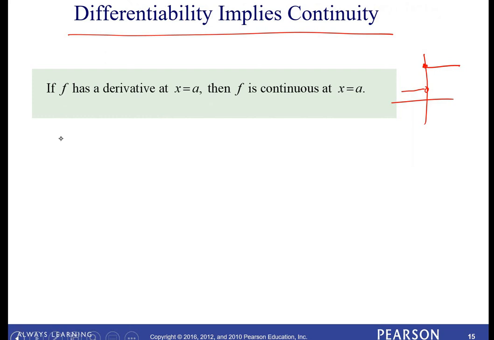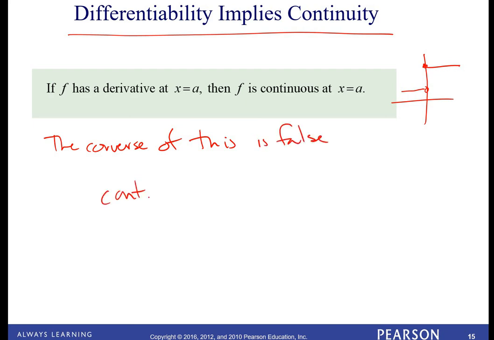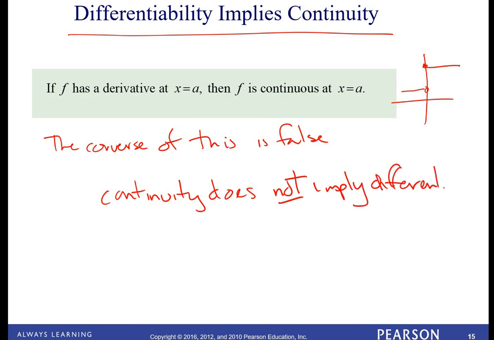So one other thing, the converse of this is false. Continuity does not imply differentiability. And we've talked about this as well. Remember, just because a function is continuous, that doesn't mean that it's differentiable. But if it is differentiable, then it is continuous.